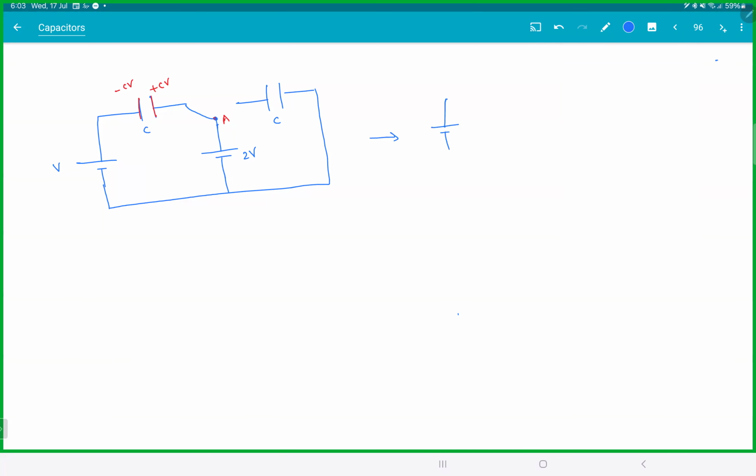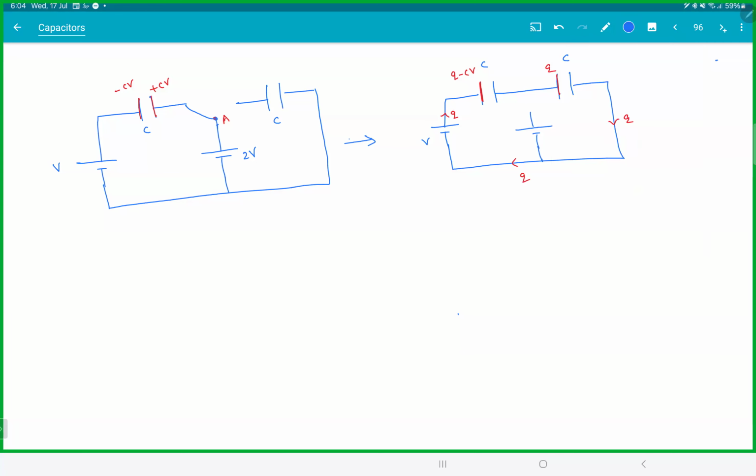Then you flip the switch. Now this battery 2V is just hanging in air. It is useless. Now some charges will distribute. So assume charge Q goes from the battery. This guy will be Q minus CV. This guy will be Q, and the Q comes back. That's what I said. When you don't know the charges, just assume it is Q and start from there.